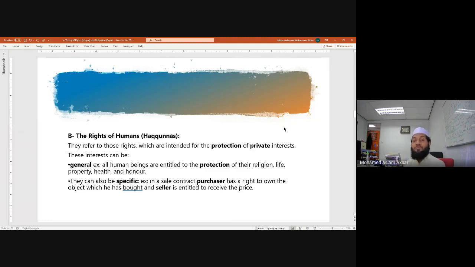So this is where we are bringing in our transactions, our field of economics, the buying and selling, the trade. When there is a trade going on, the trade will be the subject matter, and the one who gives has the right to get the price, and the buyer is obligated to pay the price. So in the sale contract, the purchaser has a right to own the object which he has bought, and the seller is entitled to receive the price.